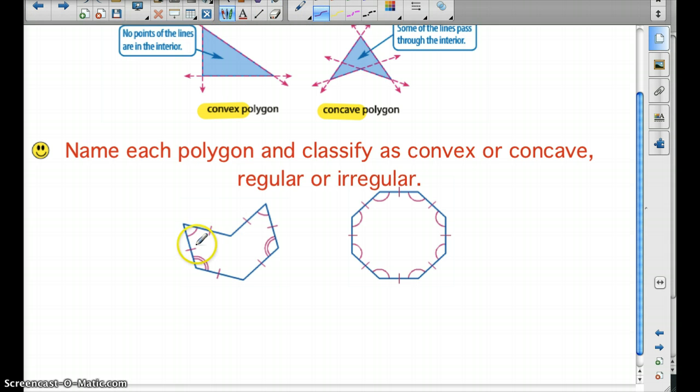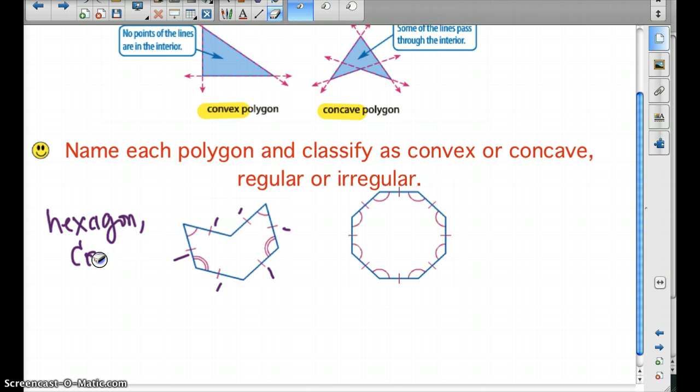All right, let's look at this first one. So how many sides does it have? It has 1, 2, 3, 4, 5, 6 sides. 6 sides is a hexagon. And it is concave. I was just saying we have our little cave here. So it's going to be concave. We have our little cave right here.